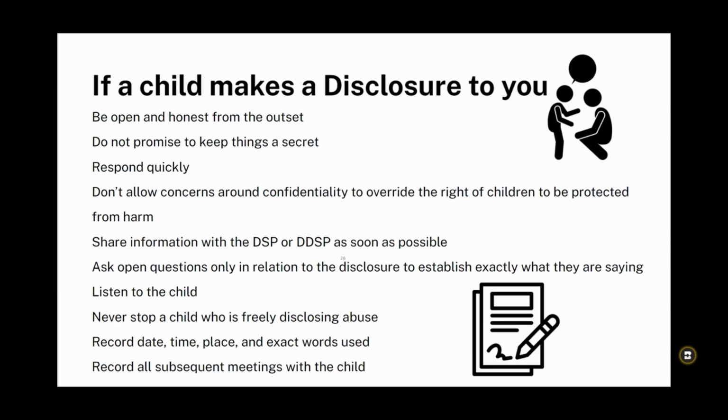Be open and honest from the outset. Do not promise to the child that you will keep it a secret, because you will not be able to keep it a secret. You'll need to pass it in confidentiality to the safeguarding lead. Respond quickly. Do not allow your concerns about other teachers or about the student's family to override the rights of the child to be protected. Share the information with the person responsible for safeguarding, the DSP. Ask open questions. Listen to the child. Never ever stop a child who is freely disclosing. It may be the only time they disclose.